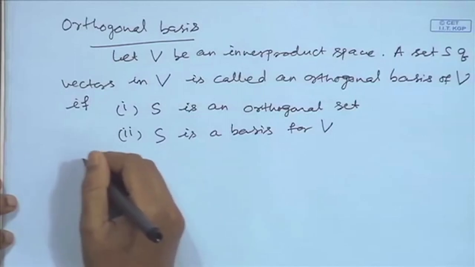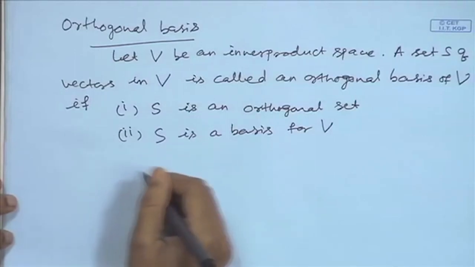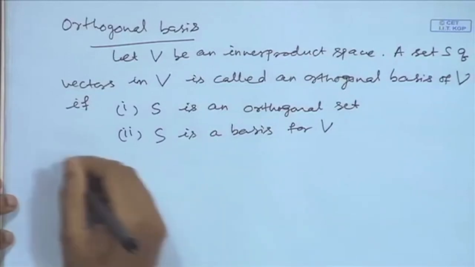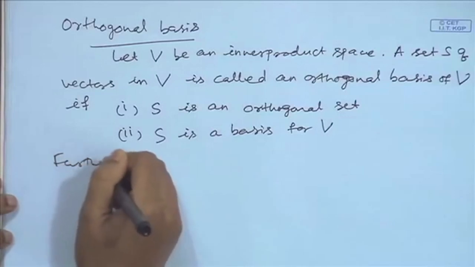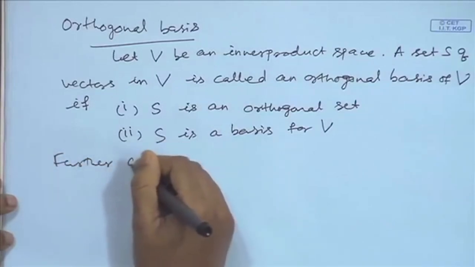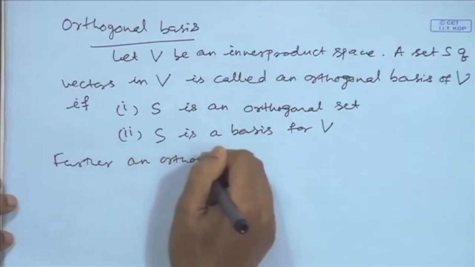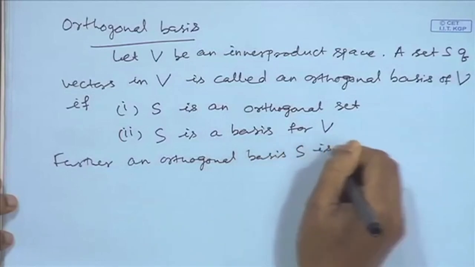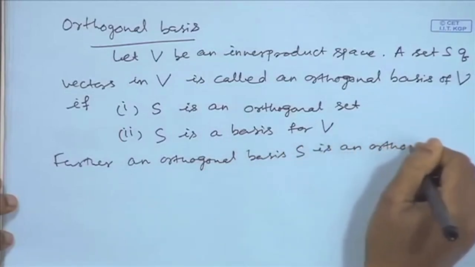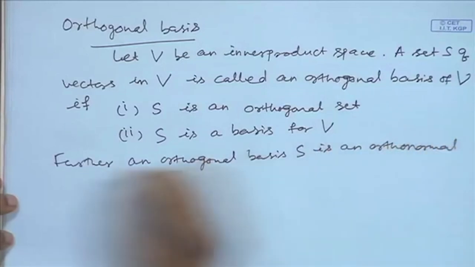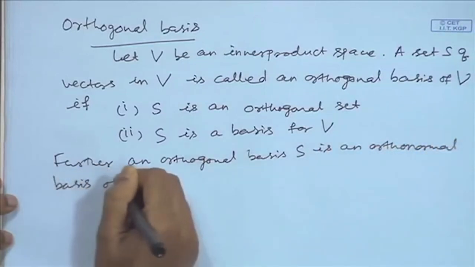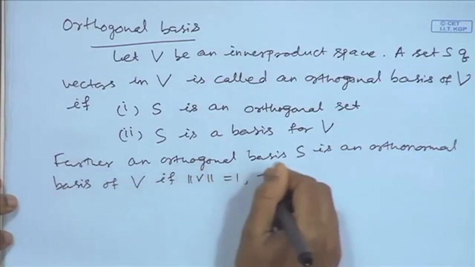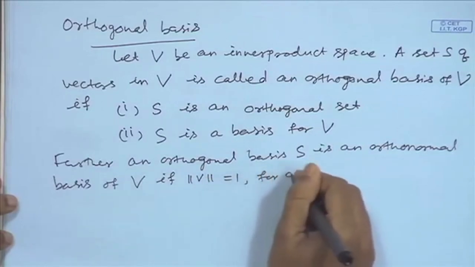Further, we say that S is an orthonormal basis if the norm of every vector in S is equal to 1. So, an orthogonal basis S is an orthonormal basis of V if the norm of every vector is equal to 1.